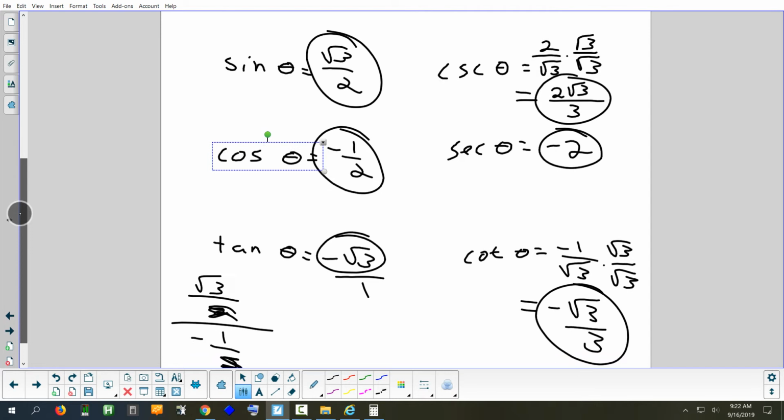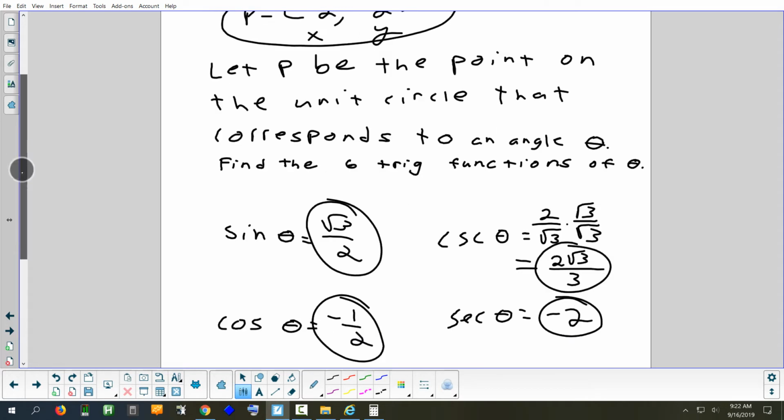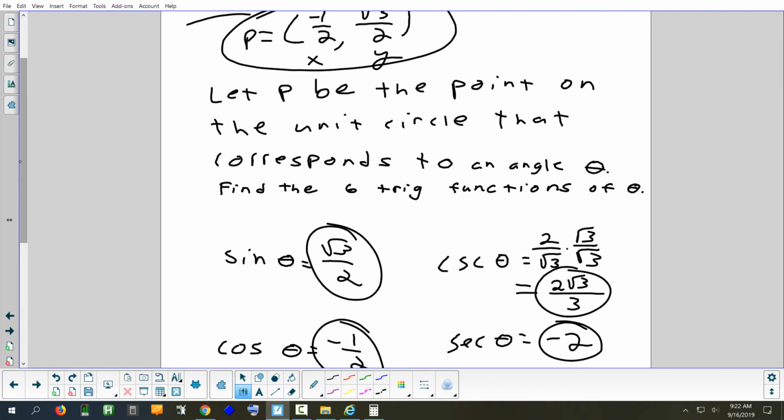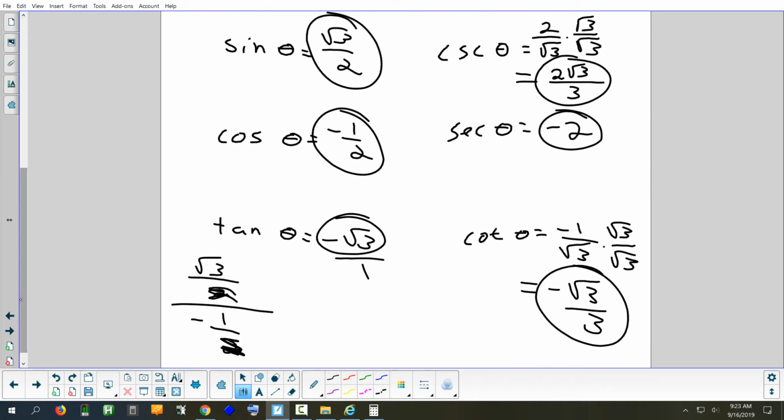Okay, so that's the 6 trig functions for that coordinate, which represents some angle somewhere on the unit circle. So that would be 6 separate problems on a test. But I'm probably not going to give you the same coordinate and have you do it 6 times. I'll give you a coordinate and say, just find the sine of this coordinate. Then I'll give you a different coordinate and say, find the secant. So I'm going to switch the coordinate, not use the same one 6 times. Any questions on that?